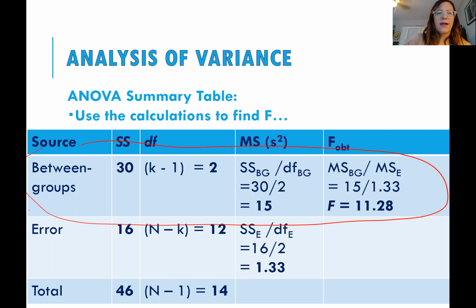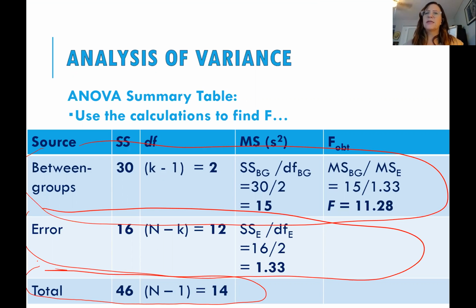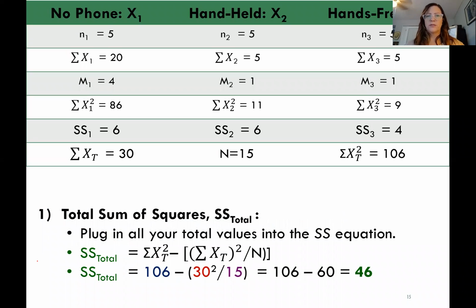Then we have our error information in this row here, and then our total information here. So this is an ANOVA table. I always kind of get that ready to go. So the first thing I do is I work on the sums of squares total.